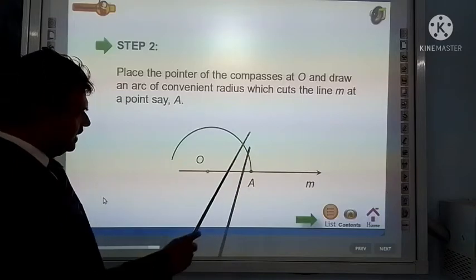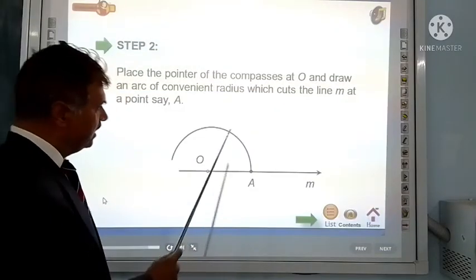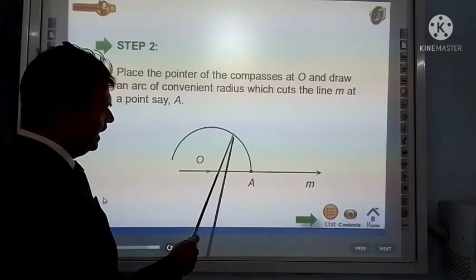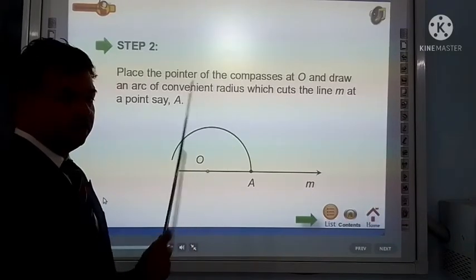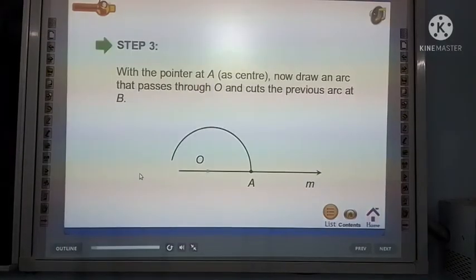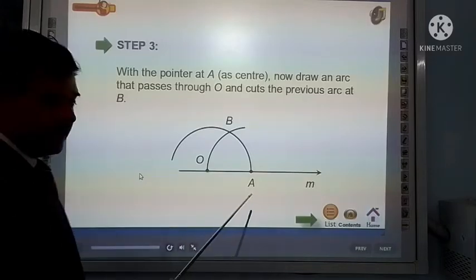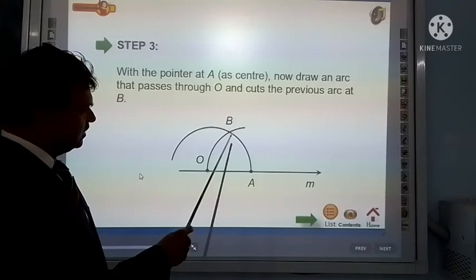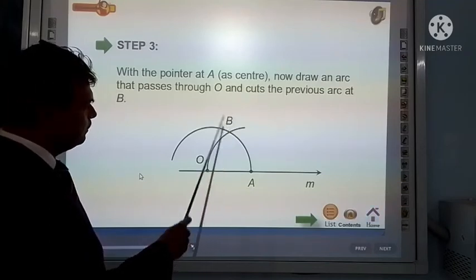From A, we cut an arc that will be a 60 degree angle. Once again, we put the needle at this arc and cut the next arc, which will be 120 degrees. Step 3. With the pointer at A as center, now draw an arc that passes through O and cuts the previous arc at B. First arc from A to B, and second arc from B.